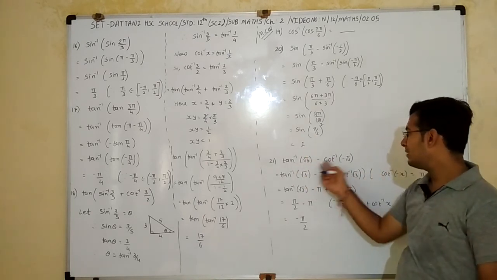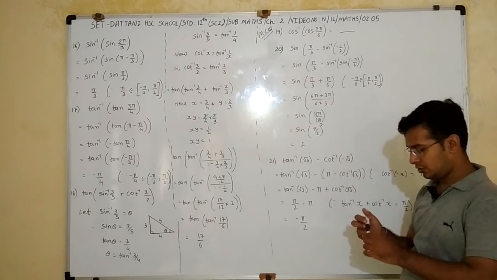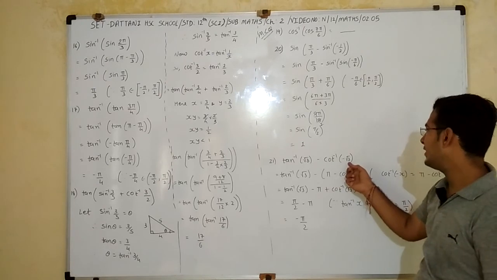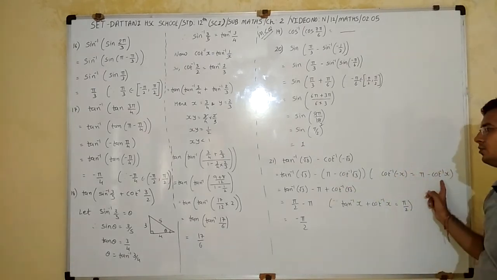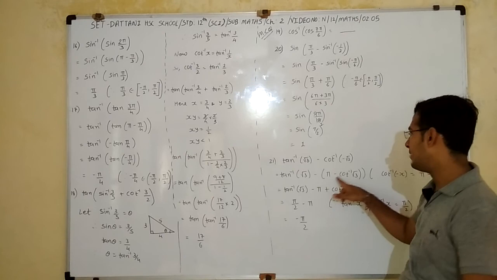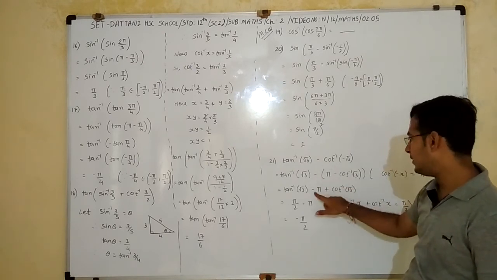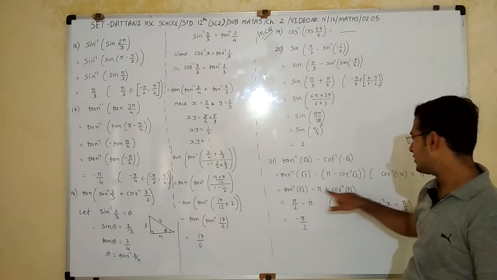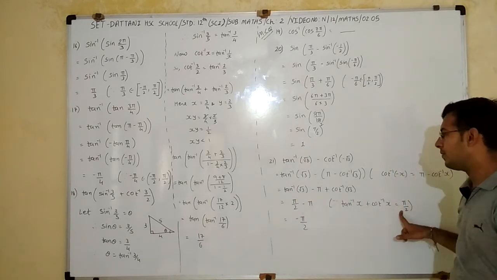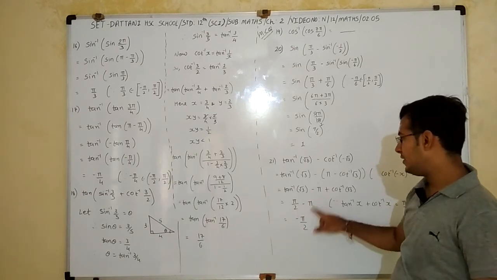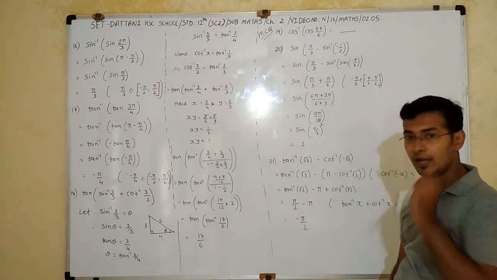Tan inverse root 3 minus cot inverse minus root 3. I want to convert it into a positive form. So cot inverse of minus x is equal to pi minus cot inverse x. So I write here pi minus cot inverse root 3. Minus times minus gives plus. We know that tan inverse x plus cot inverse x is equal to pi by 2, so it is pi by 2 minus pi. So the difference gives minus pi by 2.